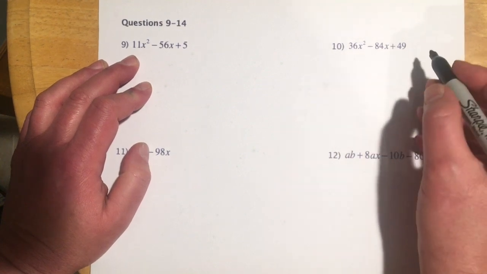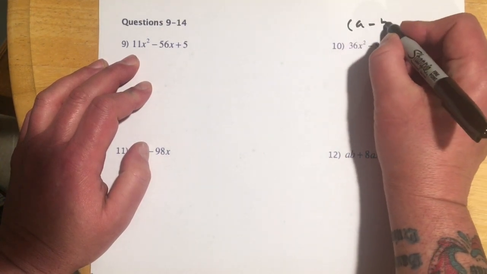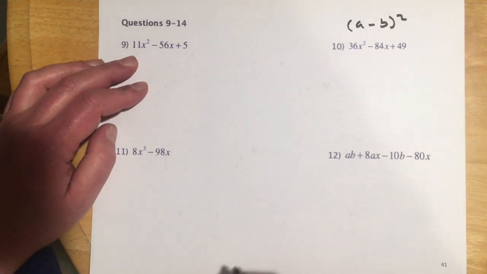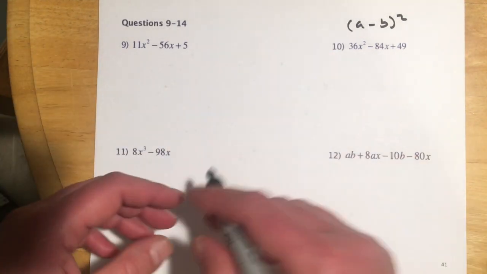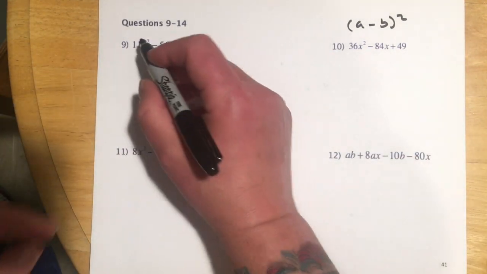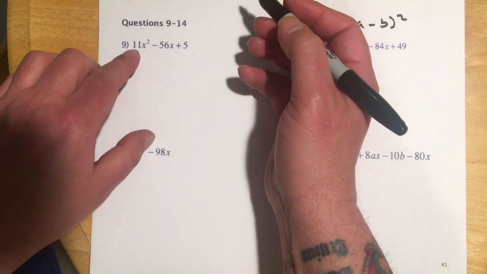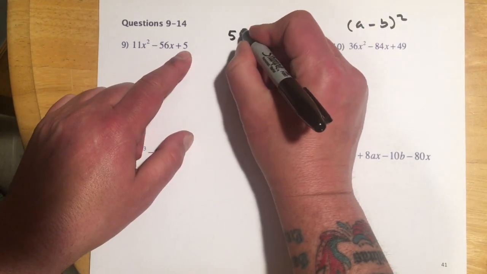If it's perfect squares on the ends, it's probably going to be that a minus b squared. If it leads with a 1, it's great. We just do multiplies to the end, adds to the middle. But if it fails both those things, then we're stuck with the 11 times 5 kind of magic method.